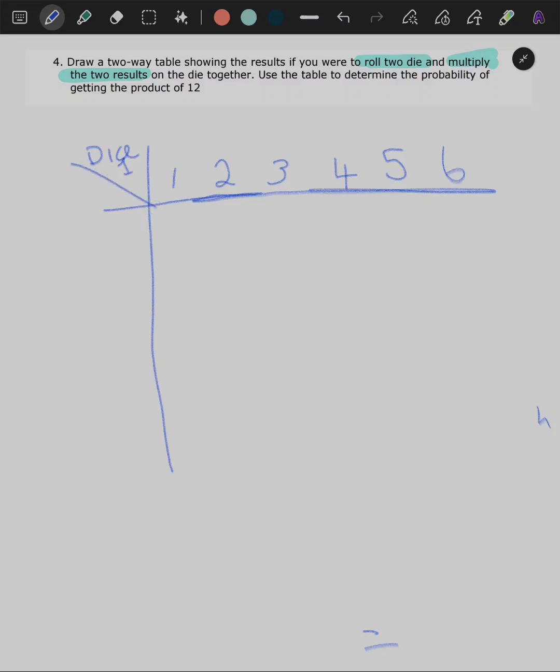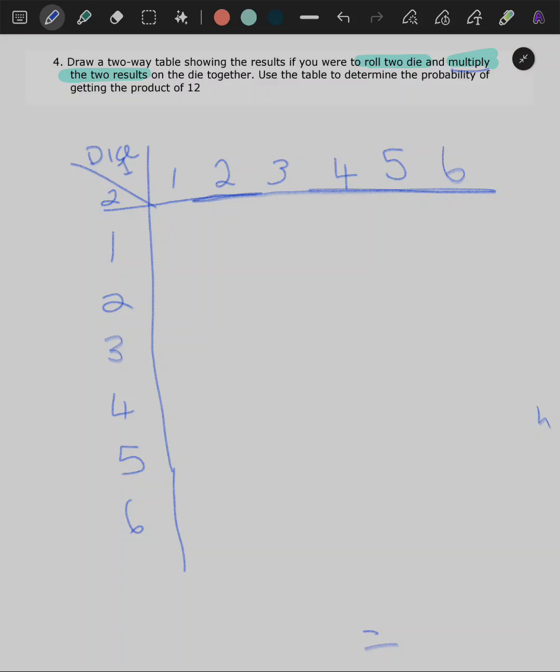So rolling 2 die means, well, the first thing is going to be, what if I roll dice number 1? Okay, if I roll dice number 1, what could I get? I could get a 1, I could get a 2, I could get a 3, a 4, a 5, or a 6. Okay, this was die 1, dice number 1. Okay, the second thing I'm doing is I'm rolling another dice. So again, dice number 2, I could get a 1, a 2, a 3, a 4, a 5, or a 6.